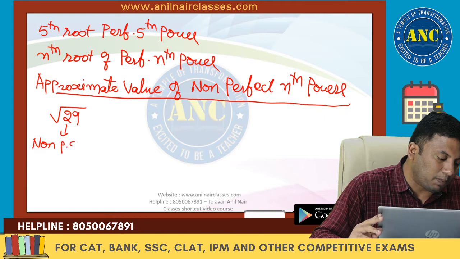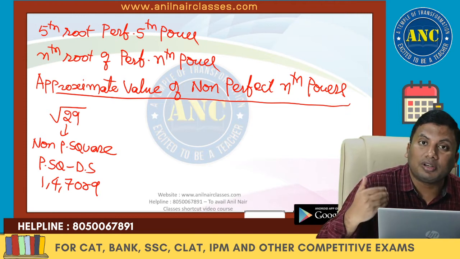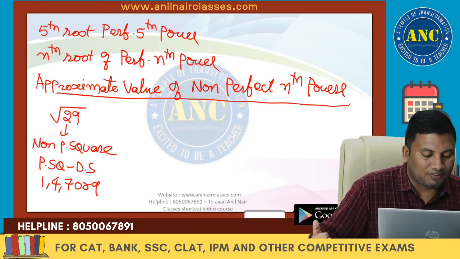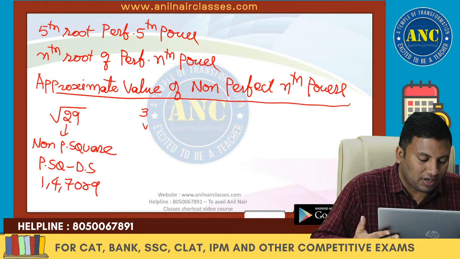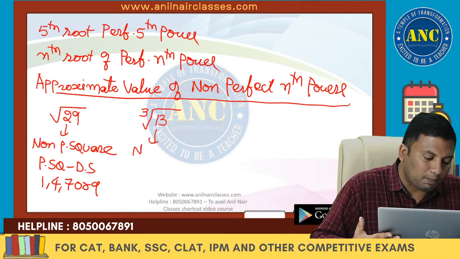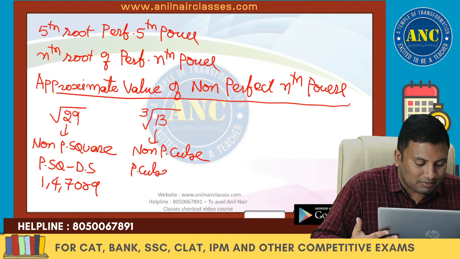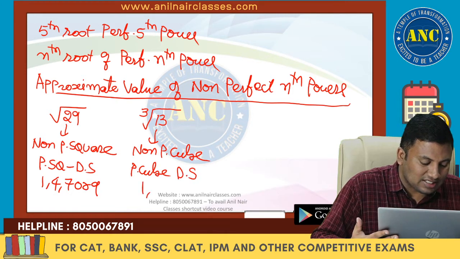It is a non-perfect square because a perfect square always has a digital sum 1, 4, 7 or 9. But the digital sum is 2. So how to find the approximate value of a non-perfect square? Suppose, for example, the cube root of 13. Definitely it is a non-perfect cube. Why? Because a perfect cube digital sum will be only 1, 8 or 9.